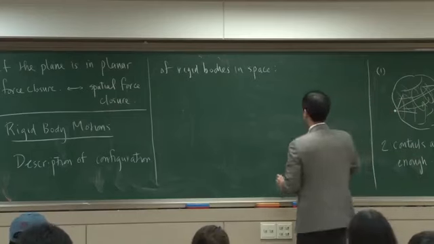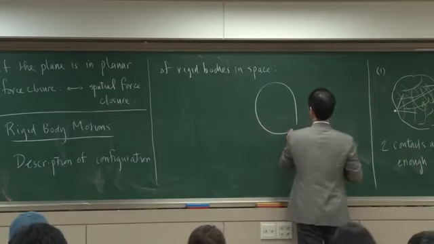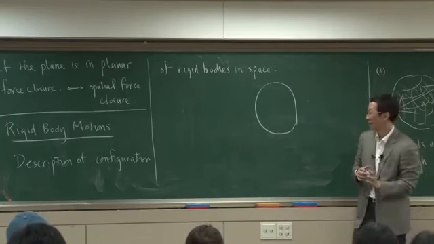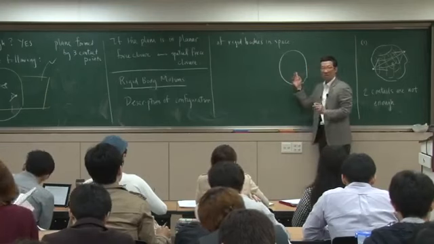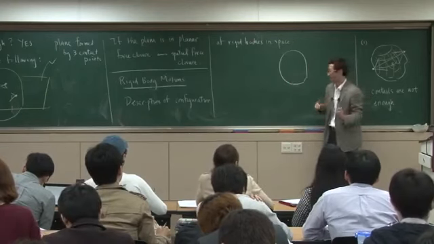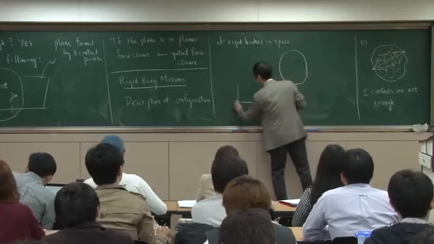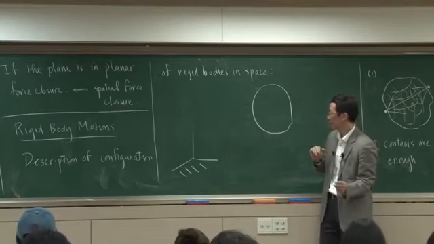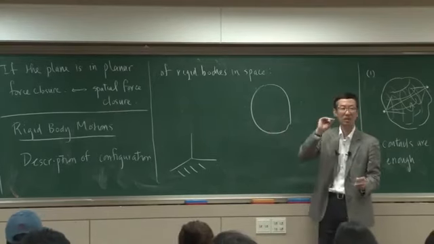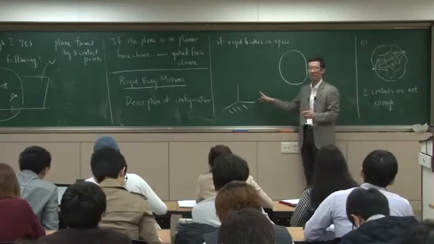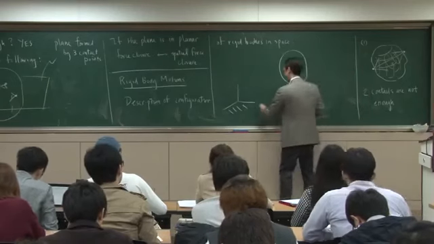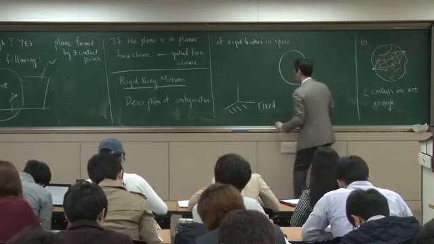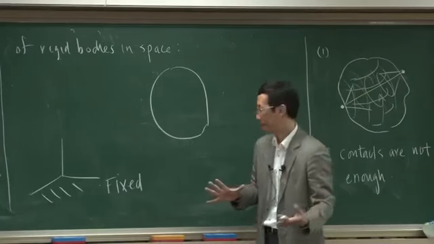Here's a way to do it. Here's a rigid body in space. What we're going to do is describe things in terms of reference frames. So first we need a frame that's fixed to ground. We're going to be drawing a lot of these pictures from now on, so I want to get some notation down. I'm going to call this the fixed frame. Sometimes I'll call it the space frame.